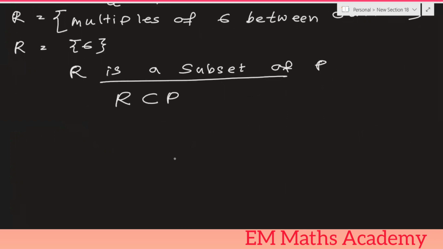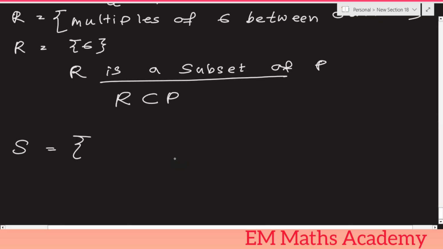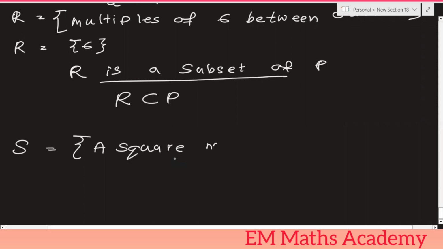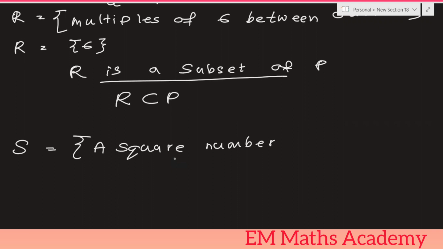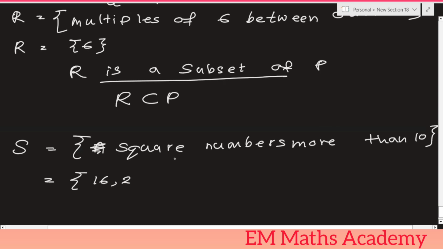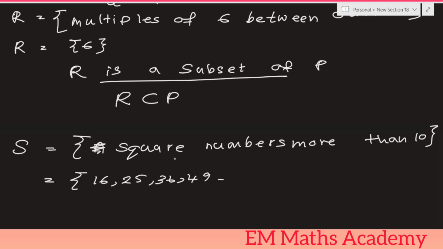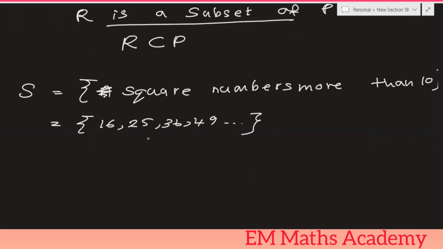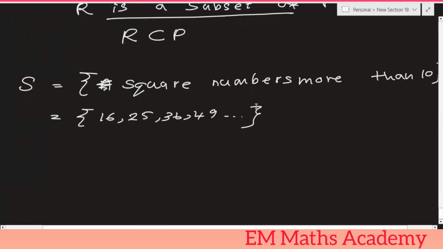Then if I take a set S: square numbers more than 10, that is 16, 25, 36, 49, and so on. There is no limit, so this is an infinite set with many elements. Is S a subset of P? No, because P only has numbers between 0 and 10. So S is not a subset of P.